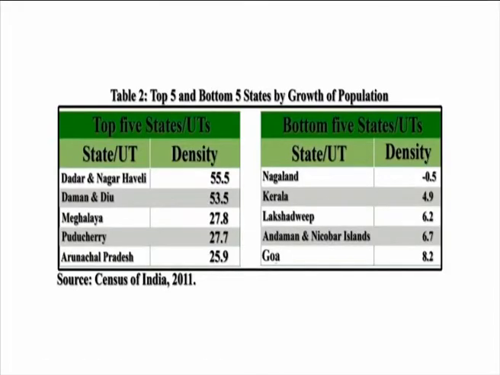The next table shows top 5 and bottom 5 states ranked by the growth of population during 2001 to 2011. This table shows that during the decade 2001 to 2011, Dadra and Nagar Haveli has registered the highest growth rate of population at 55.5%, while Nagaland has registered the negative growth of 0.5%.